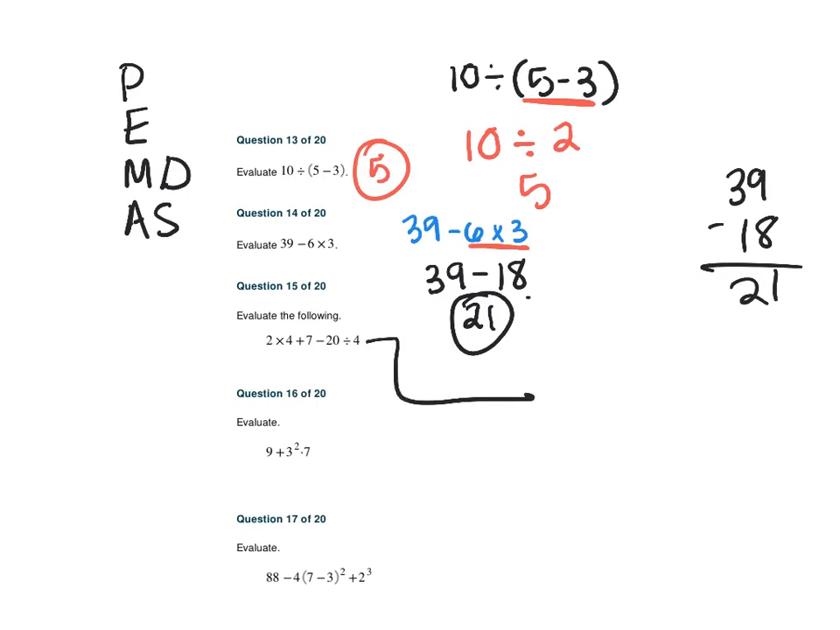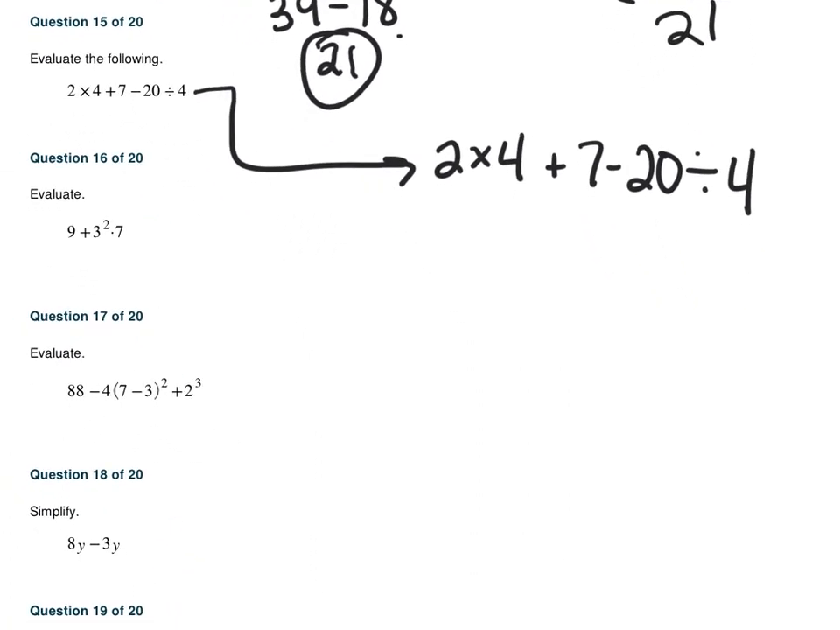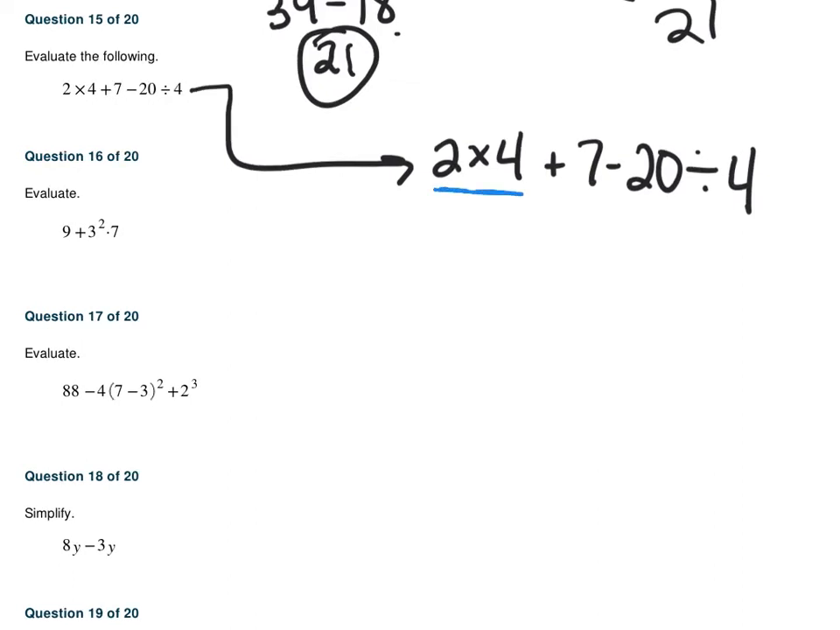I'm going to write problem 15 over here. I have 2 times 4 plus 7 minus 20 divided by 4. Again, I'm asking myself, any parentheses? Nope. Any exponents? Nope. Multiplication or division? Yes. Again, working from left to right, in this case, 2 times 4 comes first. I replace that with an 8, and then I copy everything else down. So plus 7 minus 20 divided by 4.